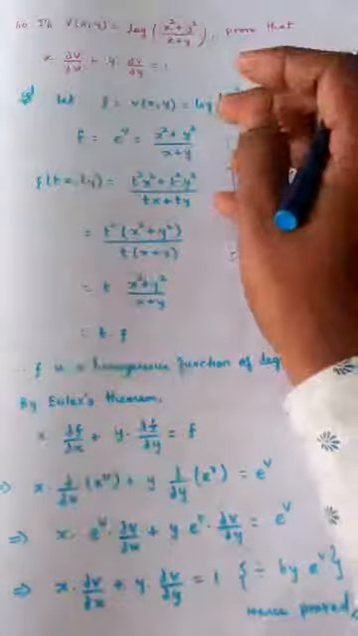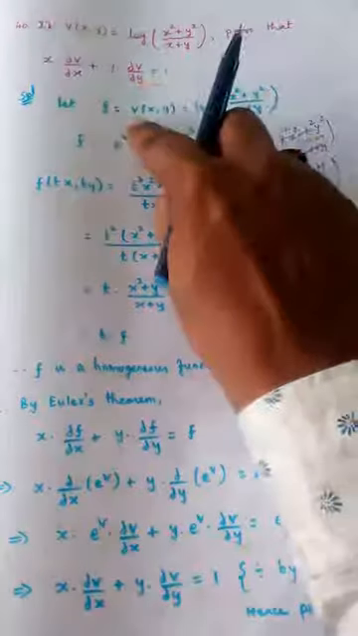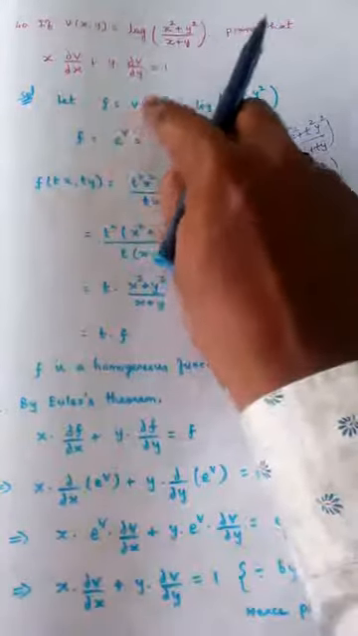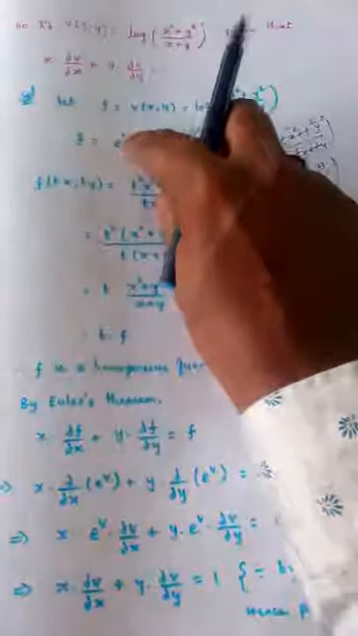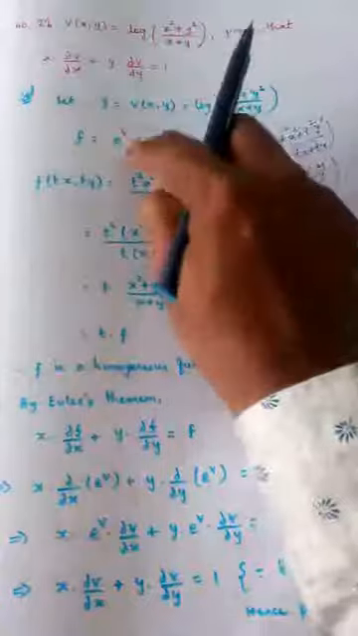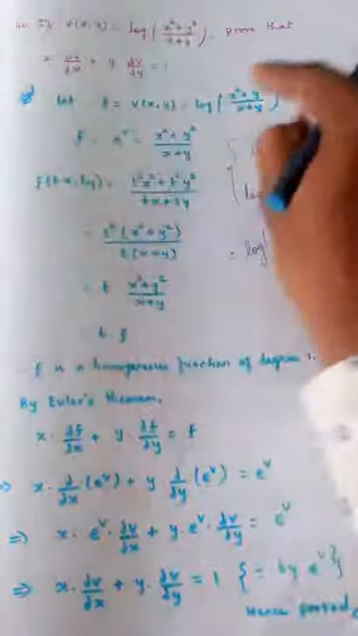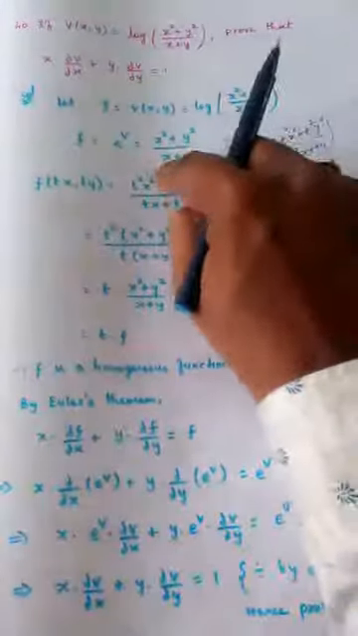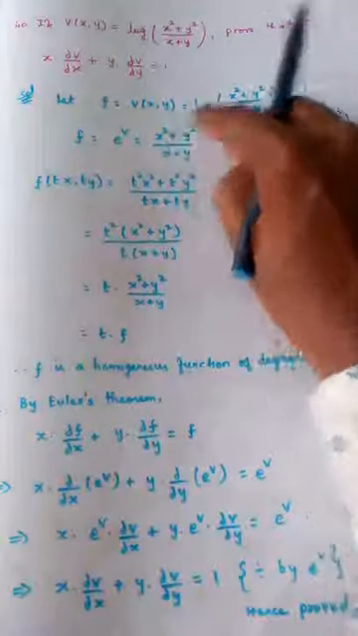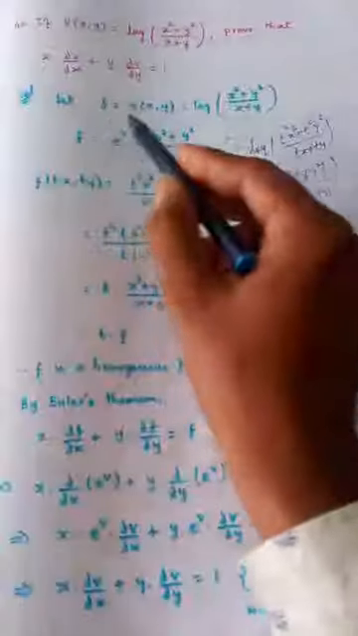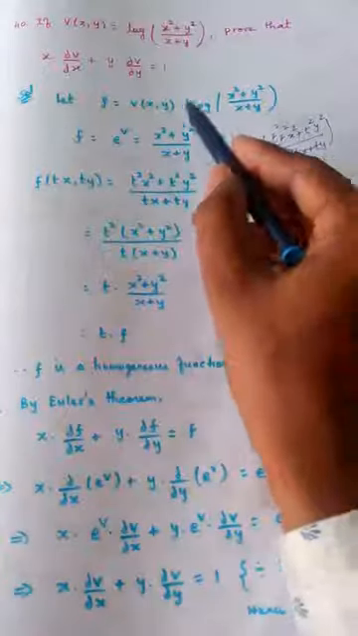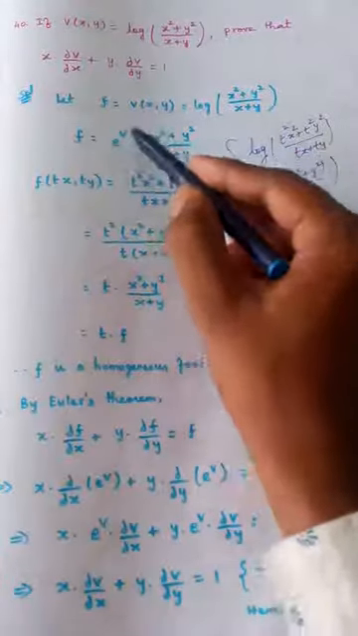Listen carefully. Just bring this log to the other side. So it becomes e power v. V means v of xy, shortly written as v. So the log comes to the other side and becomes e power v. And here now, x square plus y square by x plus y. So since the logarithm is my problem, to avoid the logarithm I am doing it like this. So now I can bring log to the other side and it can be written as e power v.